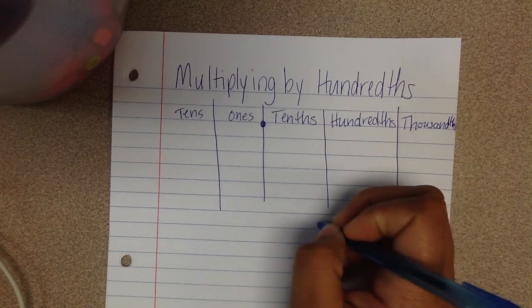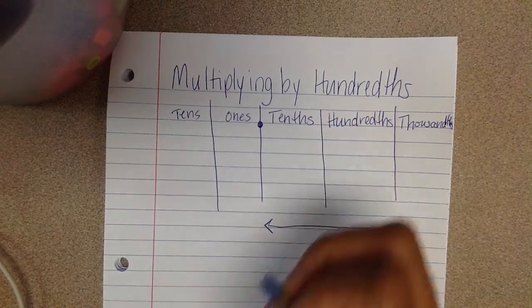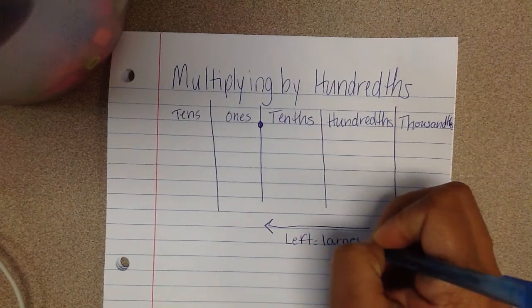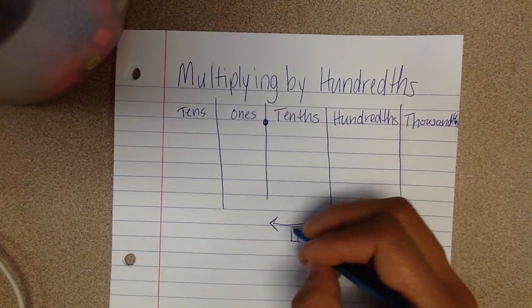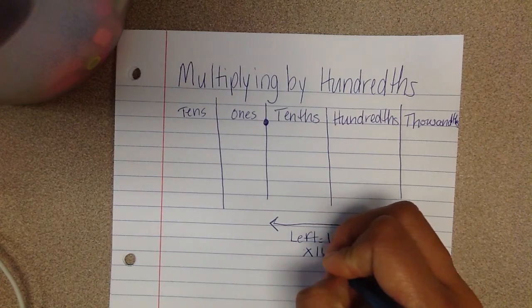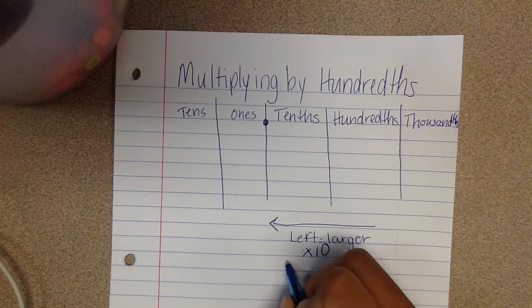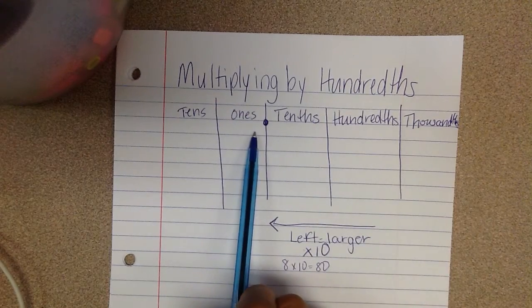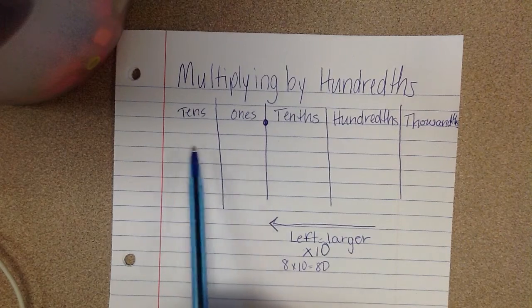I know that when I move to the left on my place value chart, my value gets larger, my numbers get larger. I know that when I move to the left, each place value is times another power of 10. So for instance, if I have 8 times 10, that equals 80. My 8 was originally here in the ones place. When I multiply it by 10, I move my 8 to the tens place and I get 80.